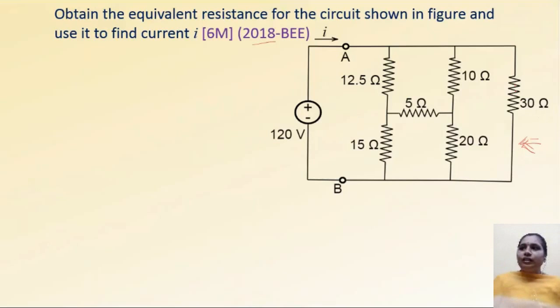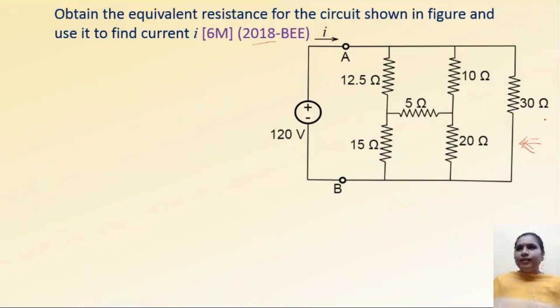If you see here, a parallel connection of 30 ohm is connected to a network which is neither in series nor in parallel, right? If there is no 5 ohm resistor, then 12.5 and 15 are in series, and 10 and 20 are in series. This combination is in parallel with these combinations, right? But due to the 5 ohm resistor, it is neither in series nor in parallel. So first we have to convert delta into star or star to delta.